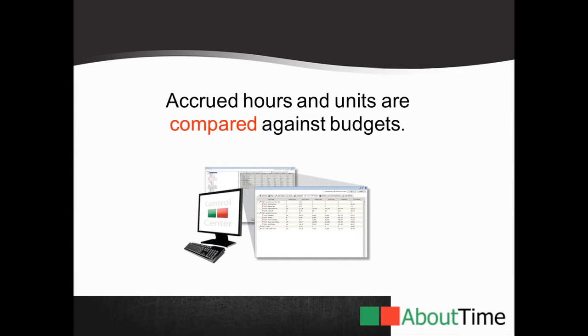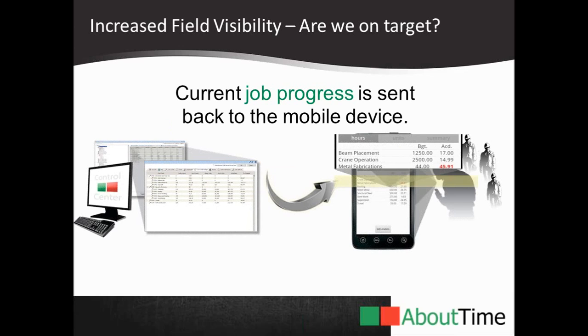Now we're going to take this information and take the accrued hours and units and compare them against the budgets that you've set for that certain job. And then we're going to take that current job progress and send it back to the mobile device. The reason why we're doing this is we're trying to give you the right amount of information, the critical information that you need out on the job site, because it affects your job.